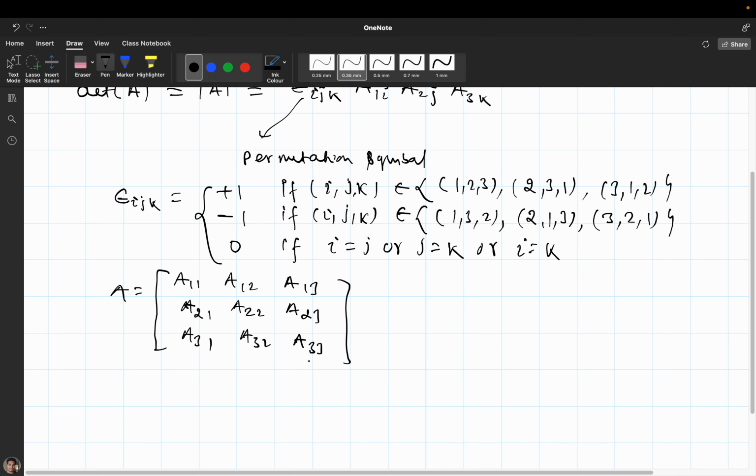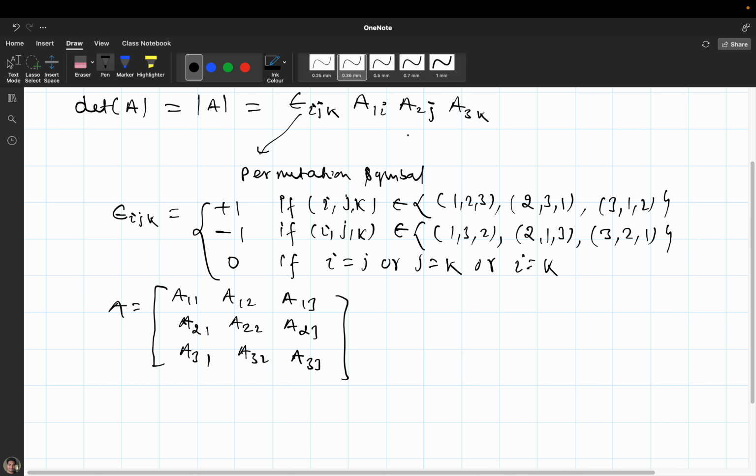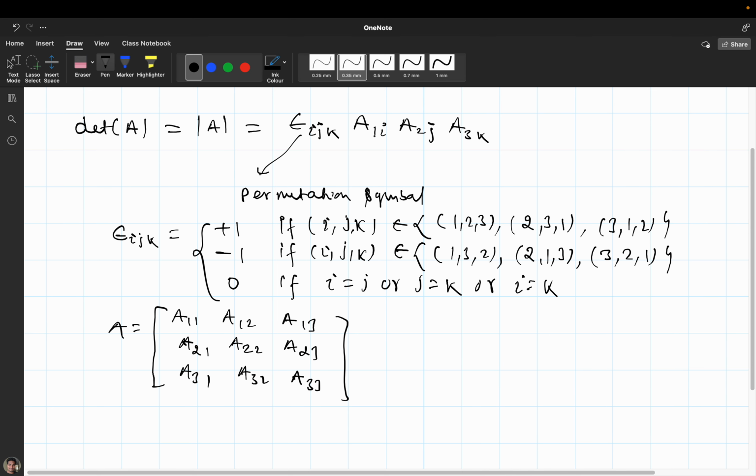Okay, so now I want to determine the determinant of A. So what I will do is expand this. The meaning of ijk here is that you have to expand for all values of i, like for i belonging to 1, 2, 3. Similarly, j belongs to 1, 2, 3 and also k belongs to 1, 2, 3. Now I will use this formula to find the determinant of A.